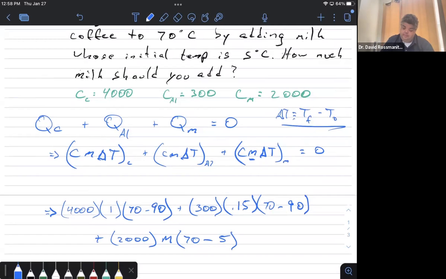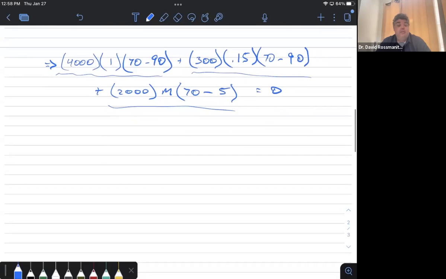And there we go. cmΔT for coffee, plus cmΔT for cup, plus cmΔT for milk, equal to 0. And now it's just a matter of the algebra solving for m. This looks like a big long equation, but it's actually fairly easy. Just take each term one at a time. And you say, okay, 70 minus 90, that's negative 20. So 4,000 times 1 is 4,000. 4,000 times negative 20 is negative 80,000.